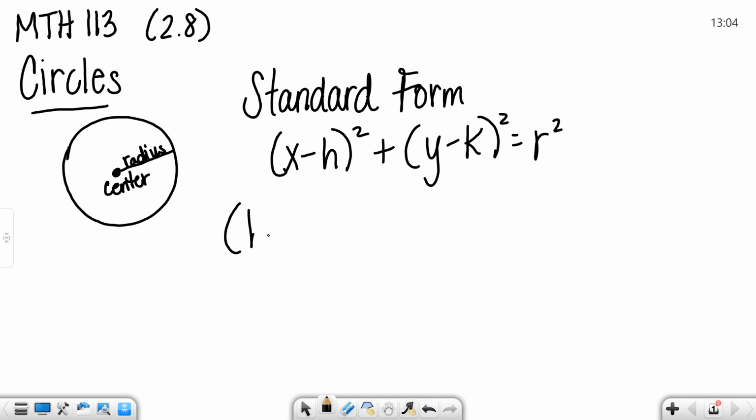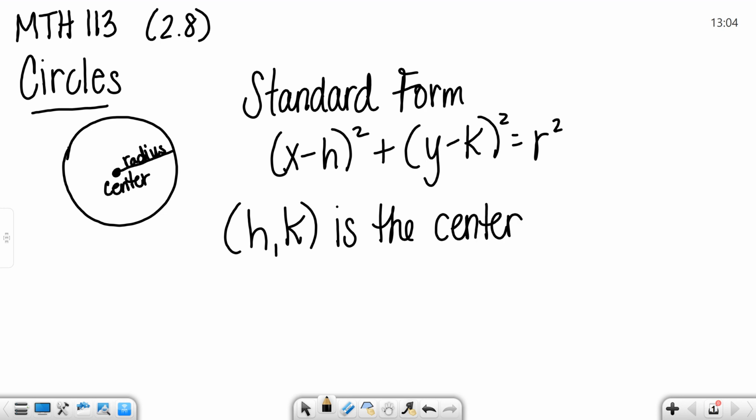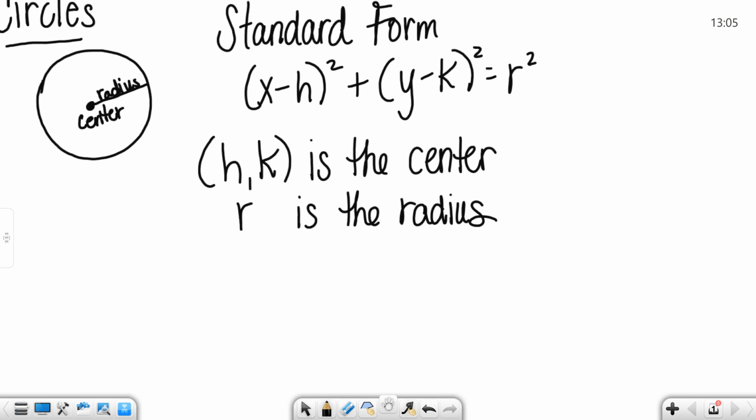Now in this equation, the ordered pair (h, k) is the center. Now notice the equation has x minus h and y minus k, but the center is positive h and positive k. That's going to be important when we move forward. And r is the radius, not r squared, just r is the radius. So hopefully you've seen circles before, and this is not going to be completely new to you. If so, that's okay. That's why we're going over it, to make sure we all understand circles.